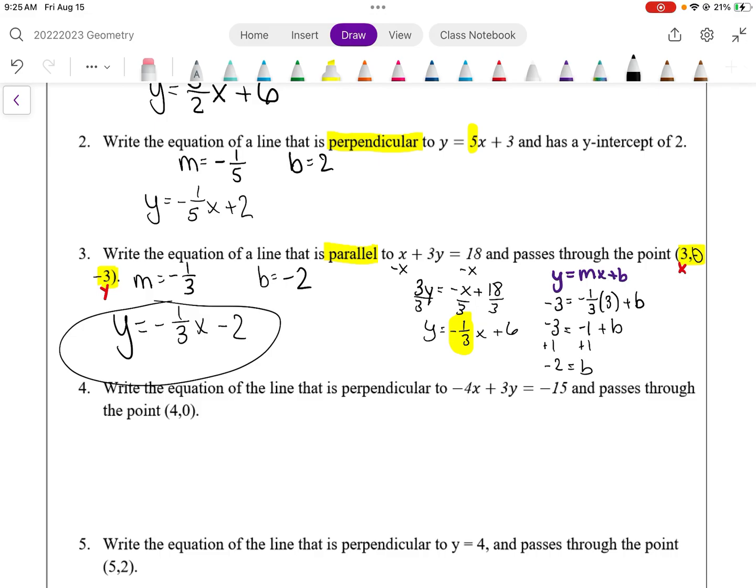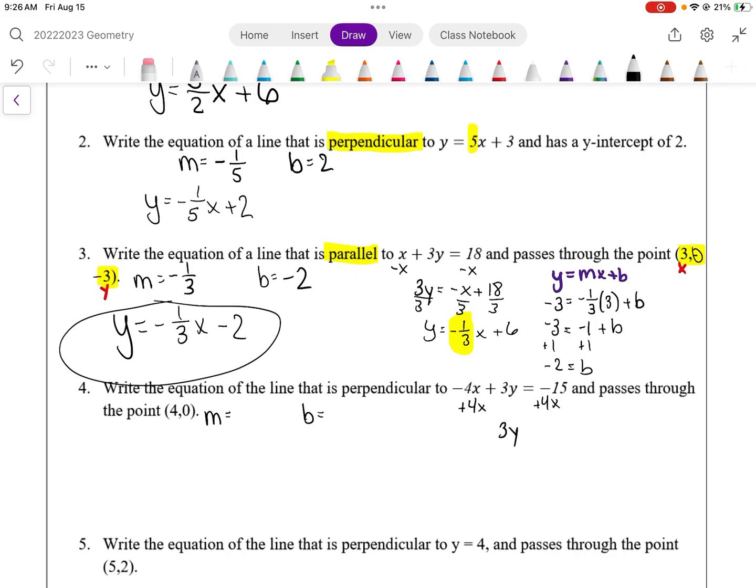Kind of the same thing. I want you guys to try this one. Pause it, try it. It's a lot like topic 3. But now let's do it together. So if you're ready, we need slope and we need b.